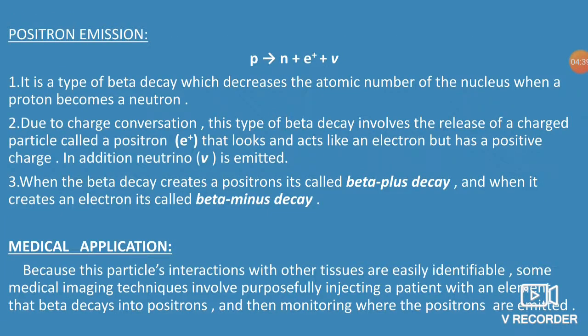Next, we will go for positron emission. Positron is another type of particle.